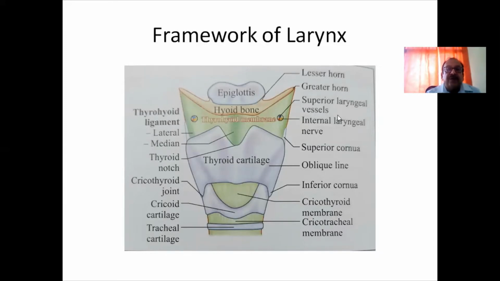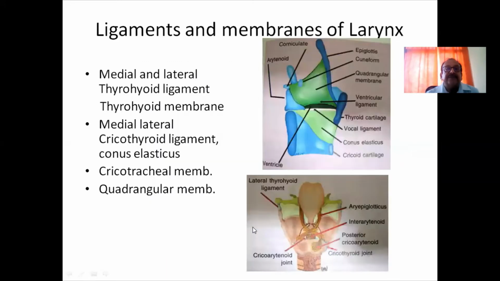Now, as you look at the larynx from anterior aspect, this is the hyoid bone, this is the thyrohyoid membrane, this will be the thyroid cartilage, this is the thyroid notch, then the cricoid cartilage, the cricothyroid membrane, and the first tracheal ring.